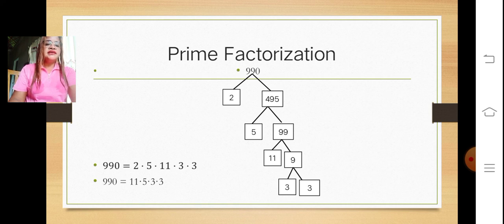Since 9 is a factorable number, 9 is divisible by 3. So 9 divided by 3 is equal to 3. So the prime factors of 990 are 2 times 5 times 11 times 3 times 3. Or we can rewrite 990 as equal to 11 times 5 times 3 times 3 times 2, which also satisfies the theorem of unique factorization, that if we rearrange the prime factors of a certain number, it will give us the same product.